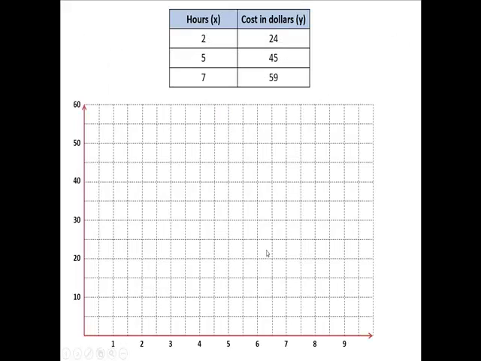Okay, well, let's start graphing those points. After 2 hours, you're at $24, so come over here to 2 and go up almost to the 25 mark. At 5 hours, you're at $45. Come over here to 5 and go up halfway between 40 and 50. There's 45. And at 7 hours, you're almost at the top of the graph here at 60. So go all the way almost up to the top, okay?